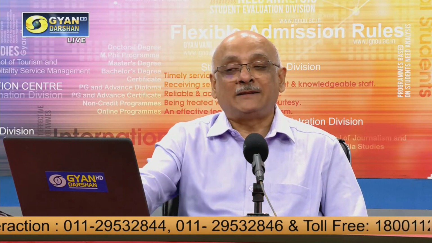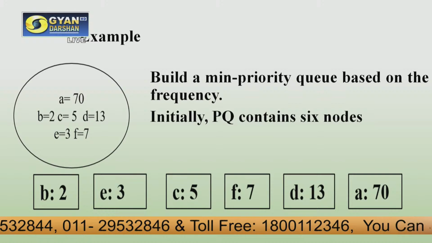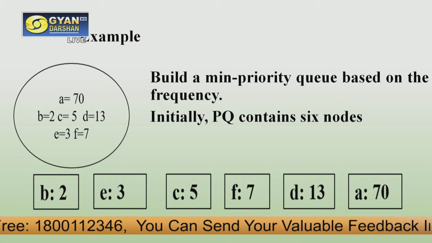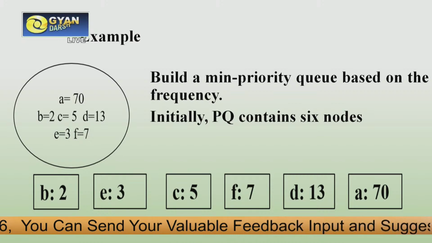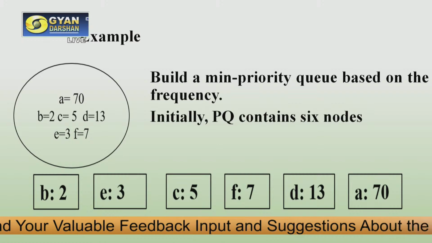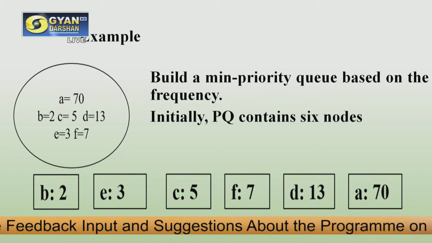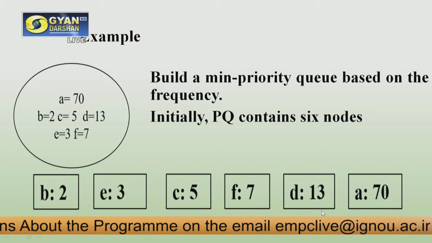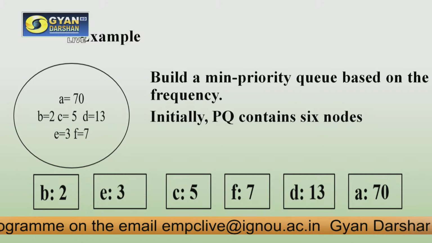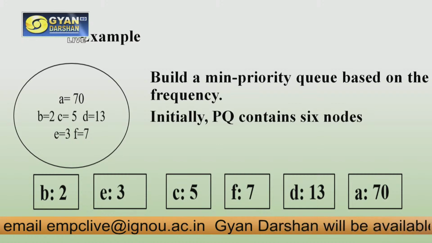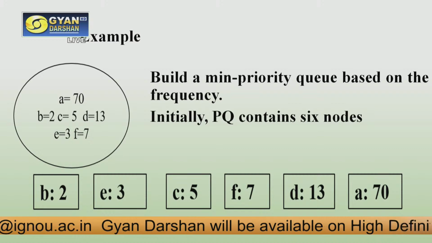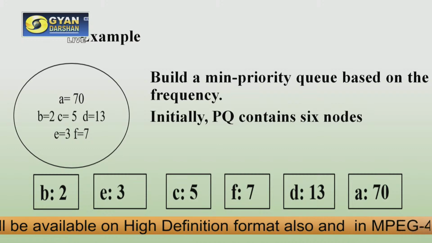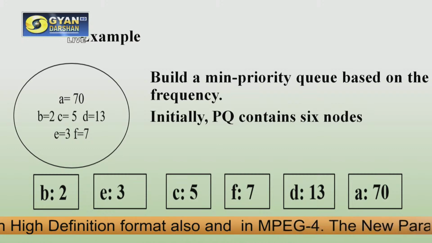So this was our example, and what is the objective? We are going to build a min priority queue based on the frequency. Initially, what does PQ contain? 6 nodes: A, B, C, D, E, F. Which has the minimum frequency? B. So the min priority queue will have B as 2, E as 3, that is next higher, C as 5, F as 7, D as 13, and A as 70. It is in the sequence of their frequency.